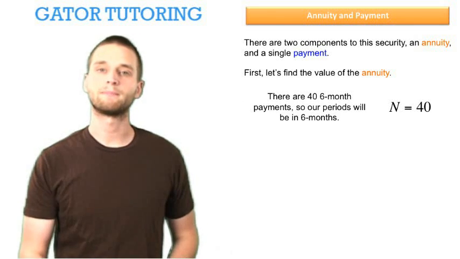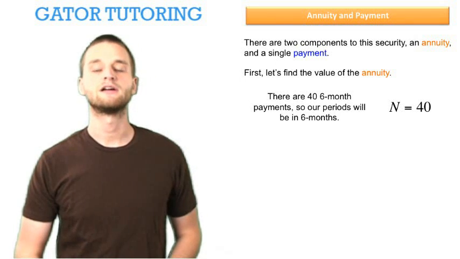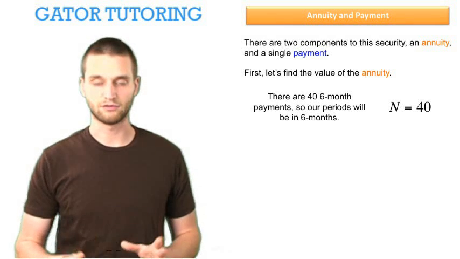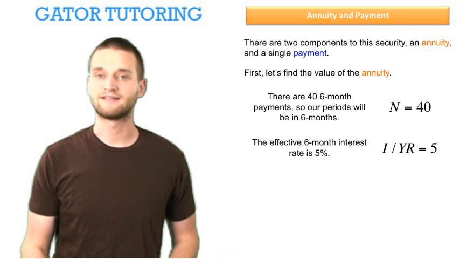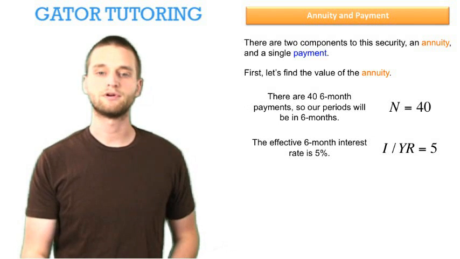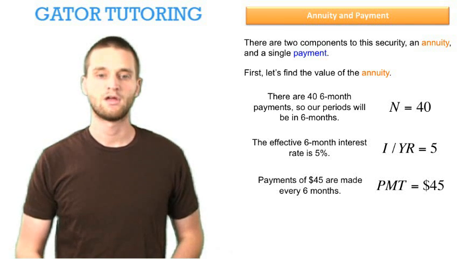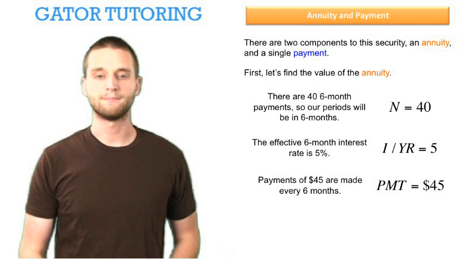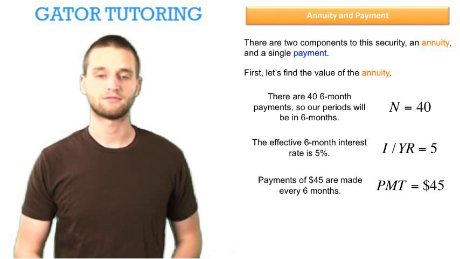So when we enter our periods in for N, we're going to put in 40 because again, one period here equals one 6-month interval. The effective 6-month interest rate is given as 5%. So since our periods are in 6 months, we can just put this in as our interest rate, 5%. Payments of $45 are made every 6 months, so our payment is $45.